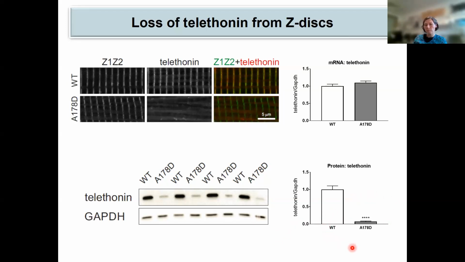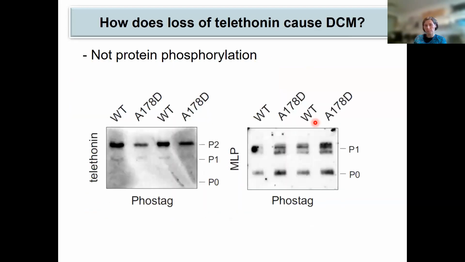Telethonin, again, Western blot confirmed the dramatic downregulation of telethonin. And if you looked at microscopy, telethonin was completely lost from the Z-discs of these mice. But at transcript level, telethonin was there in normal amounts, which argues that everything that happens to telethonin happens at the protein level. So it's basically a protein destabilization.